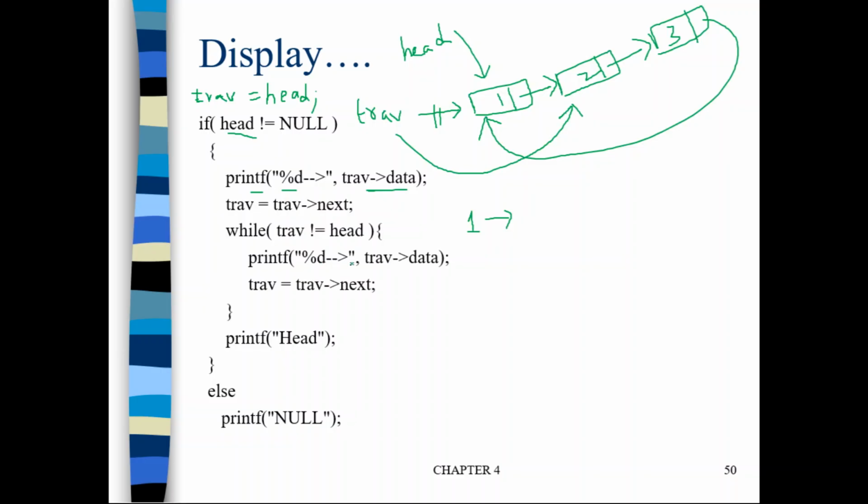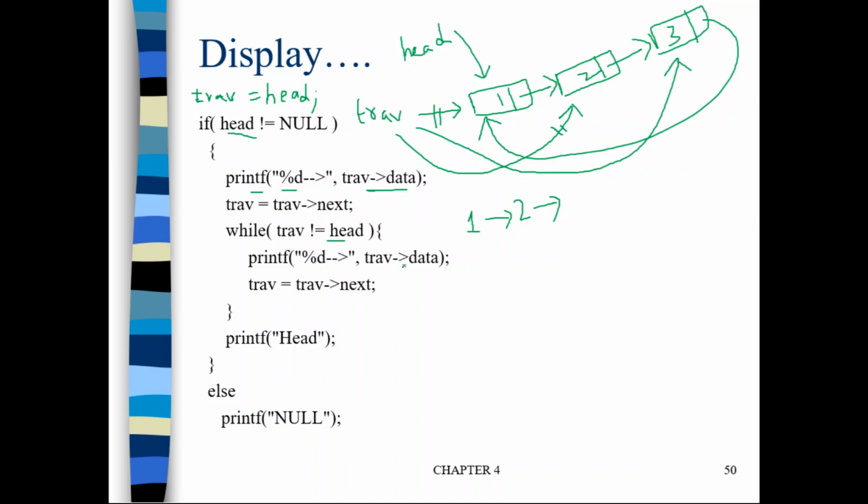printf of %d traverse arrow data. What is the data? 2. So again 2 and the arrow mark will be displayed. Then again traverse equal to traverse arrow next. So no more traverse is pointing here. Traverse is now pointing to node 3. Again you check while traverse not equal to head. It is equal to node 3.